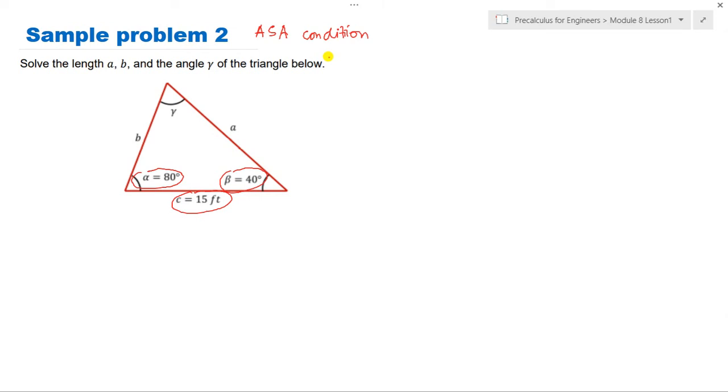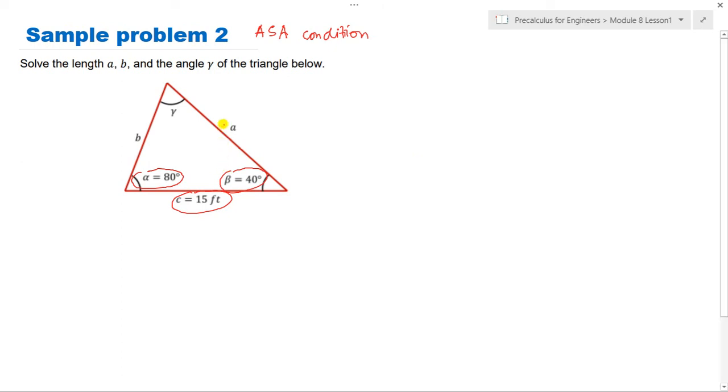So diba, ang sa to yung condition sa previous, diba, that is angle-angle side. So therefore, kung nakay condition nga angle-angle side, pwede ka makagamit og law of sines. If that is angle side angle, then makagamit gyapon ka sa law of sines.